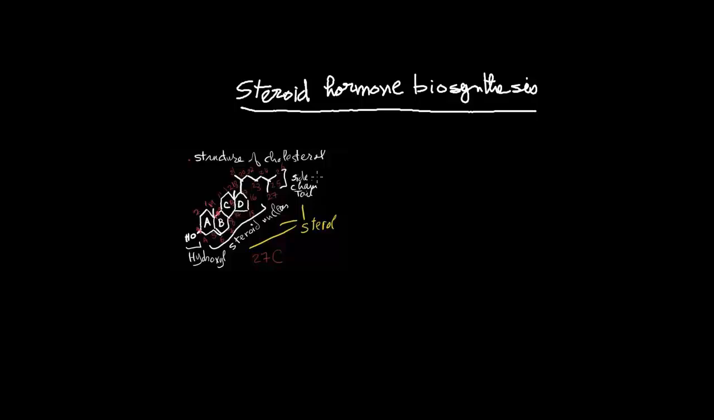In the biosynthesis of steroid hormones from cholesterol, the first step in this biosynthesis is the rate-limiting irreversible cleavage of 6 carbons from the 8 carbon side chain. So this produces pregnenolone, which has 21 carbons.